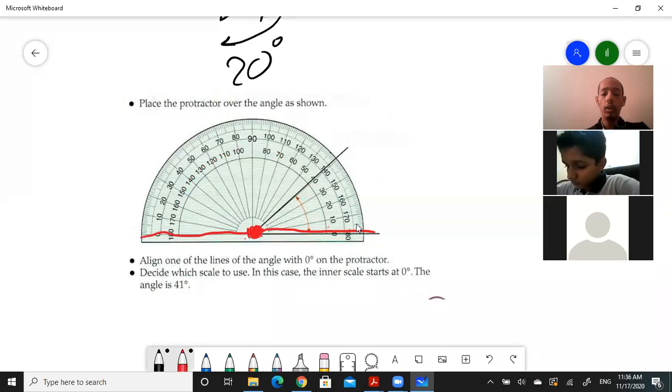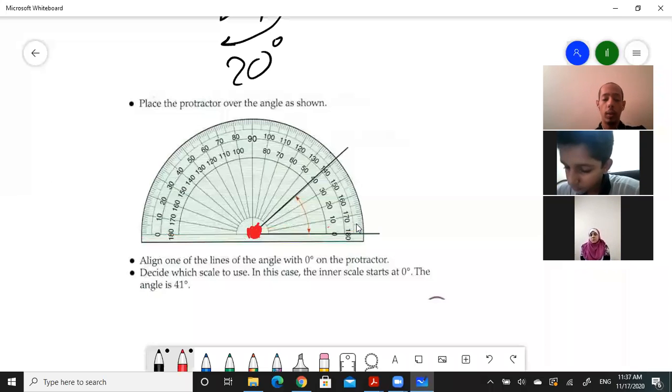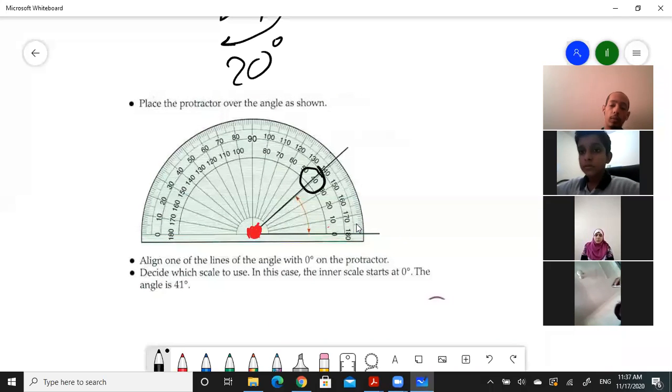Like when you use the right hand side, like in this case, our angle lies on the right hand side of the center of the protractor, right? Look here, this line lies to the right. So we have to use the inner scale to find the size of the angle. So in this case, is it 41 or 141? What's the size? 41. That's why, because we use the inner scale.